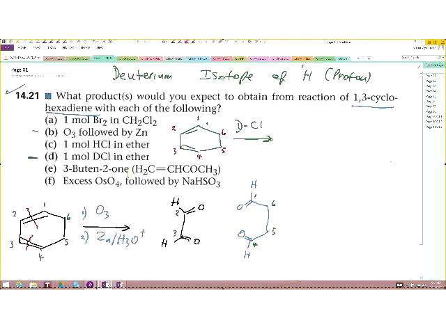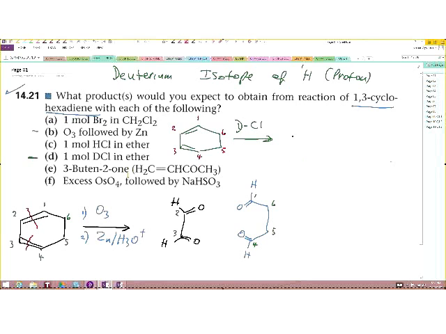Because when deuterium goes to this carbon, carbon 1, the positive charge will be on this carbon here, and that is allylic. But if you went to carbon 2, it will be going here, and that is not allylic. So keep in mind, anytime you perform a reaction in which you are going to form a carbocation, the more stable carbocation will be formed initially.